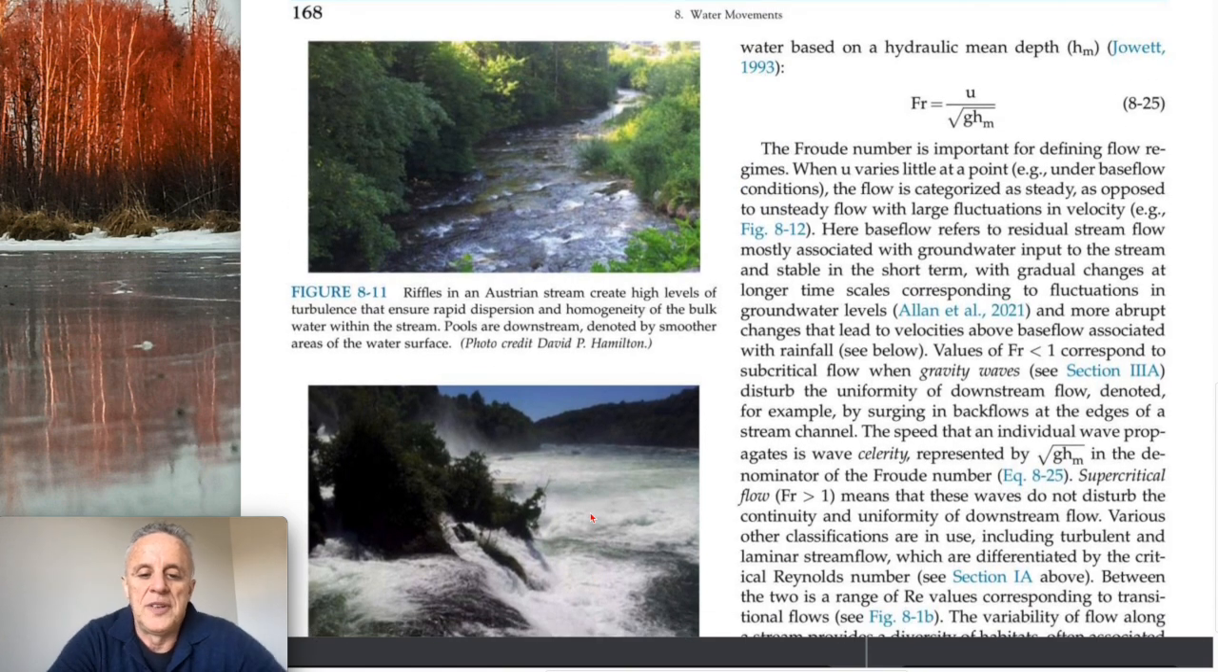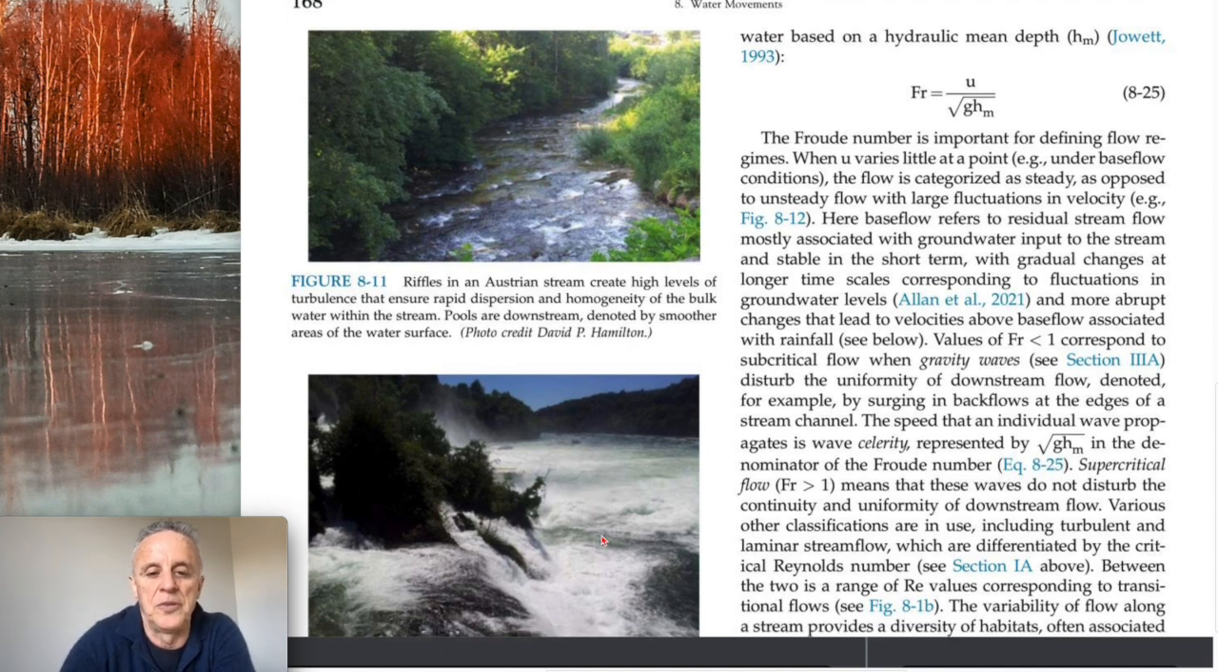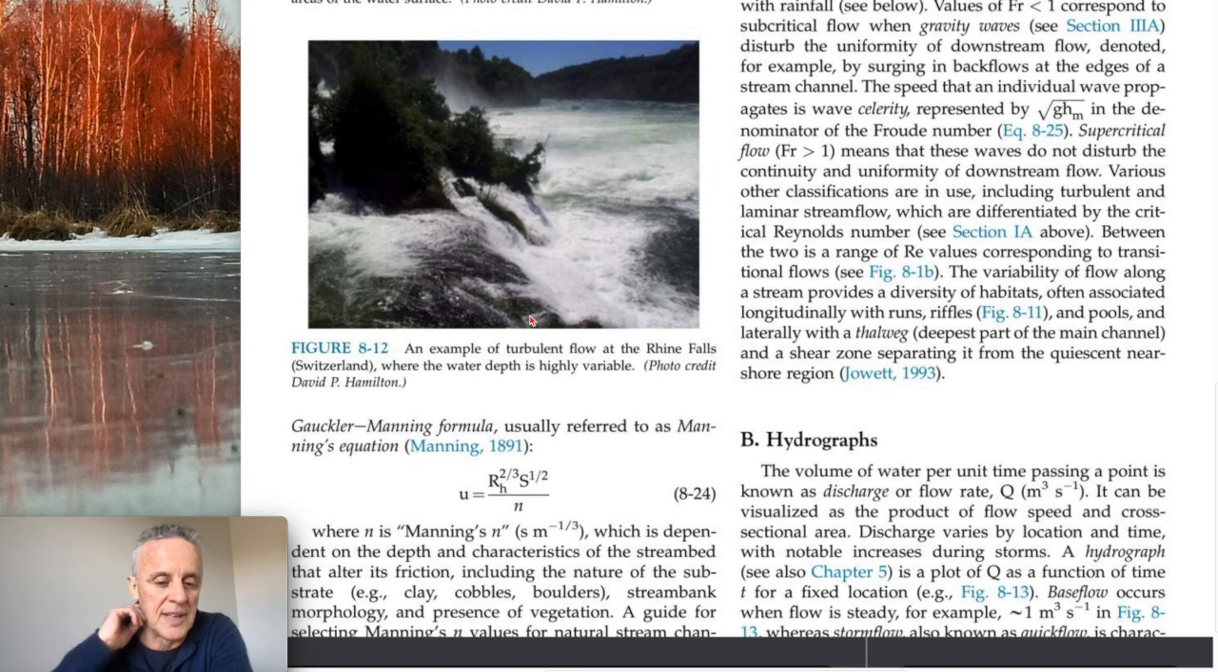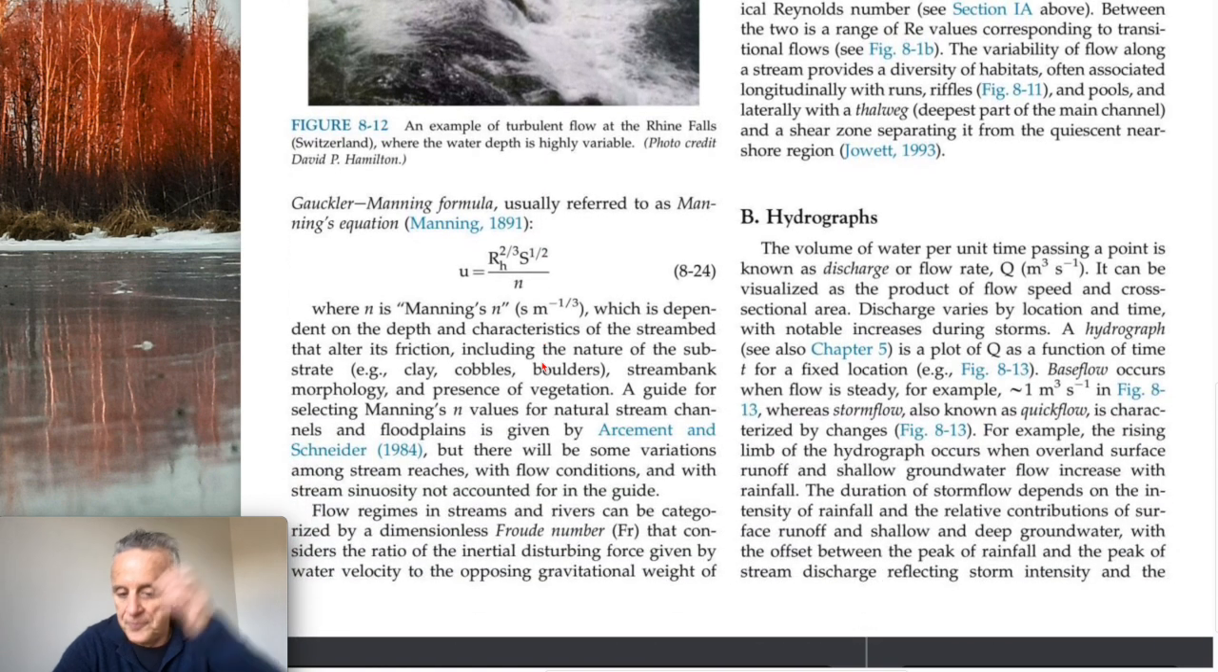So this is riffles in an Austrian stream, which create high levels of turbulence that ensure rapid dispersion and homogeneity of the bulk water within the streams. Pools are downstream, denoted by smoother areas of the water surface. So here are the pools, here we have riffles. And then here is an example of turbulent flow at the Rhine Falls, where the water depth is highly variable.